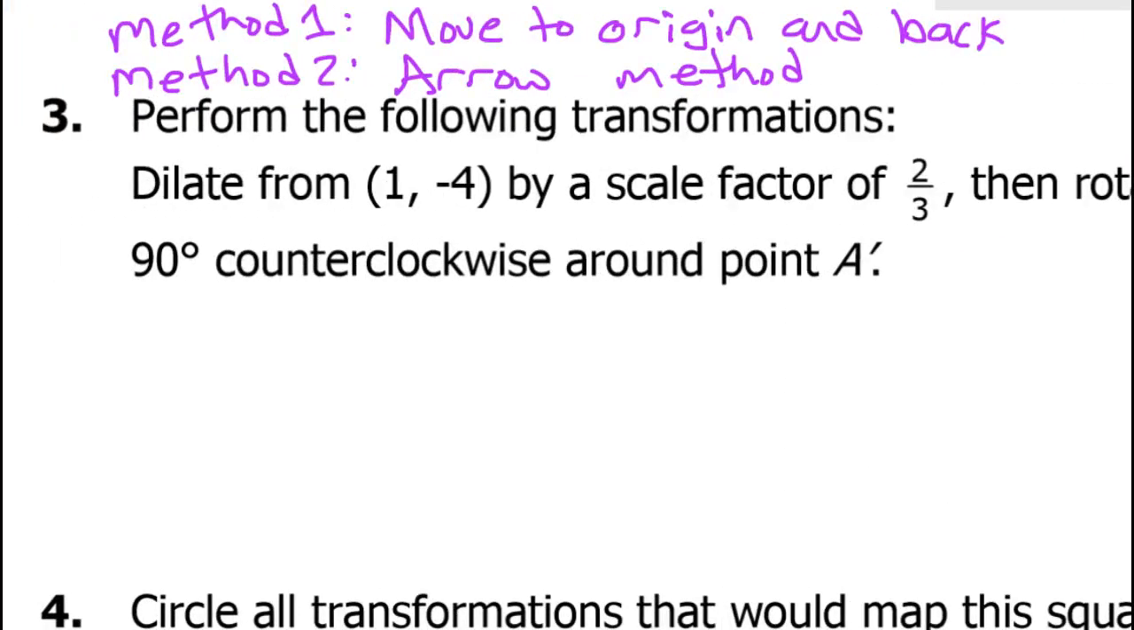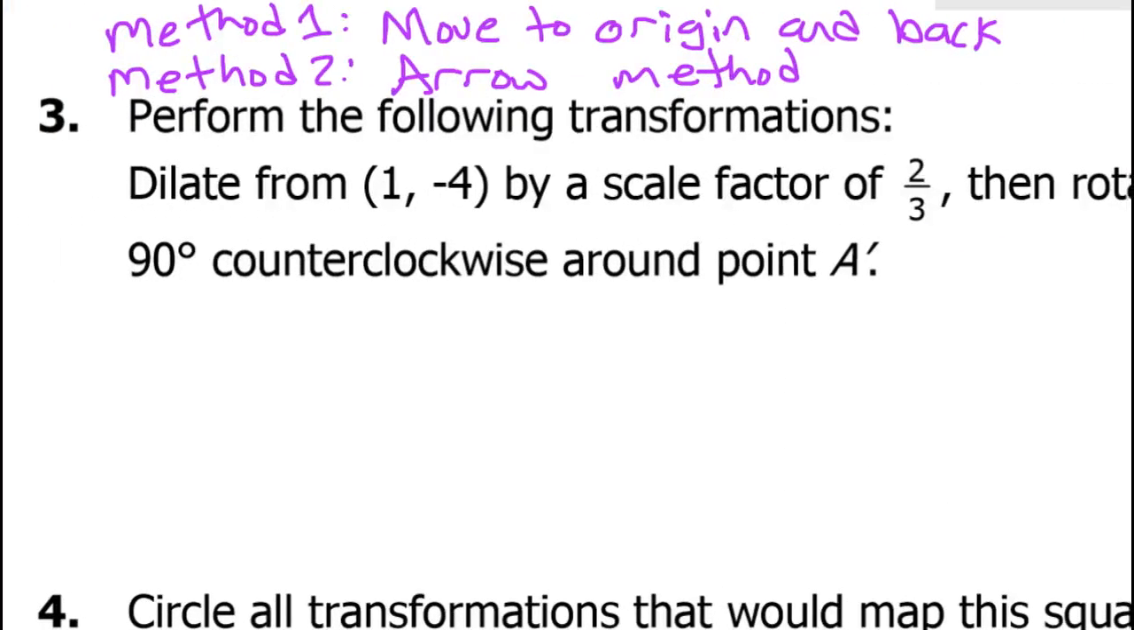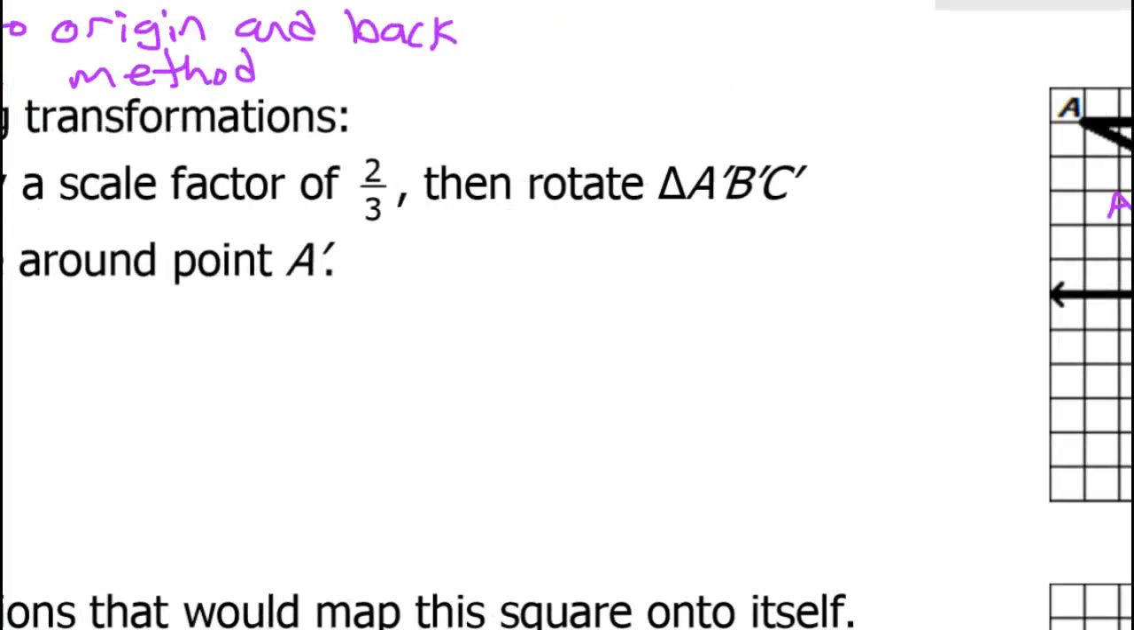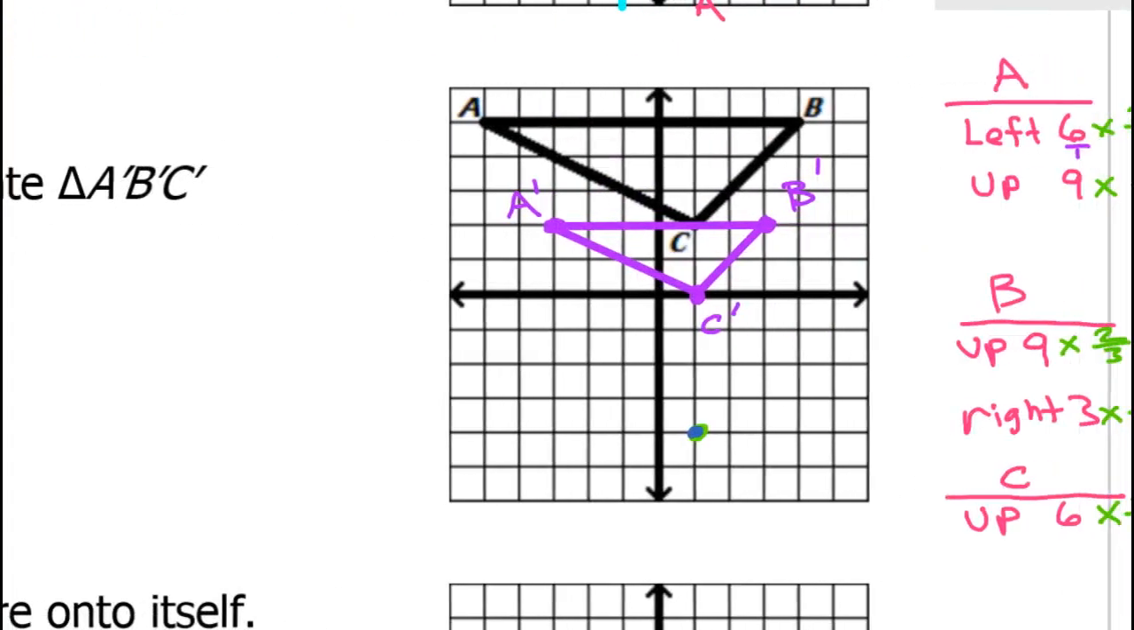Okay, so we want to do 90 degrees counterclockwise around the point A prime. Let me just erase the old center. We're done with that for now. So focus your eyes on A prime. This is what we're going to rotate around. So first of all, oh, sorry, I put the dot on A. I meant to put the dot on A prime. This will be the center of rotation. This is what we're going to rotate around.